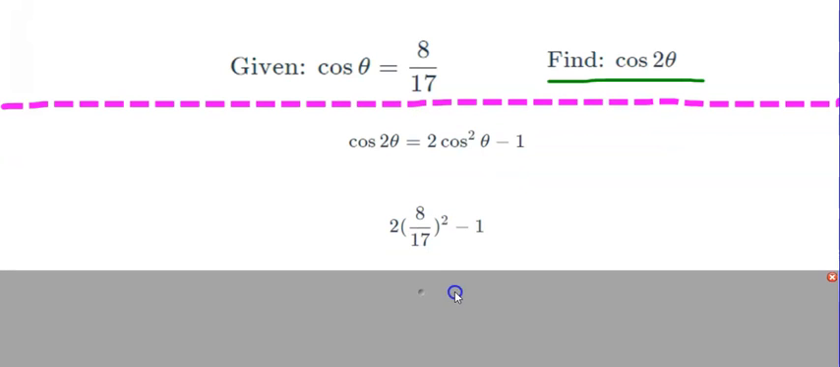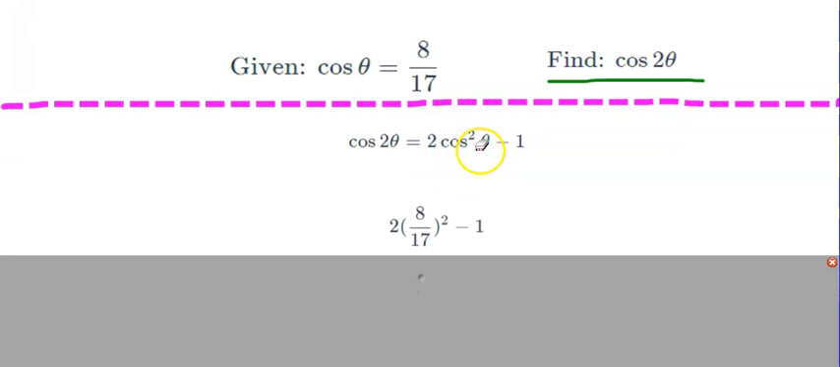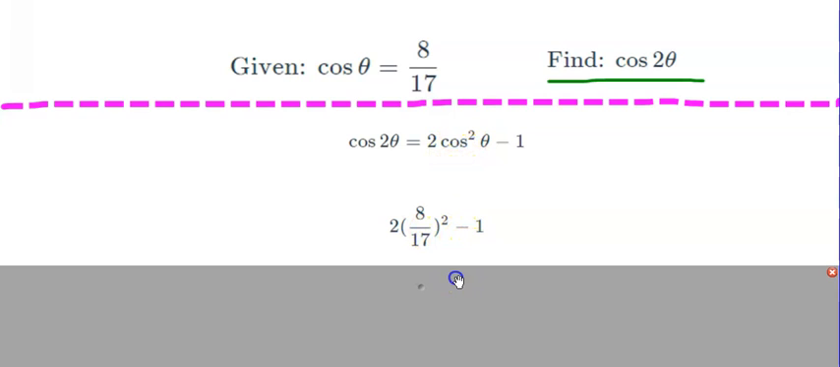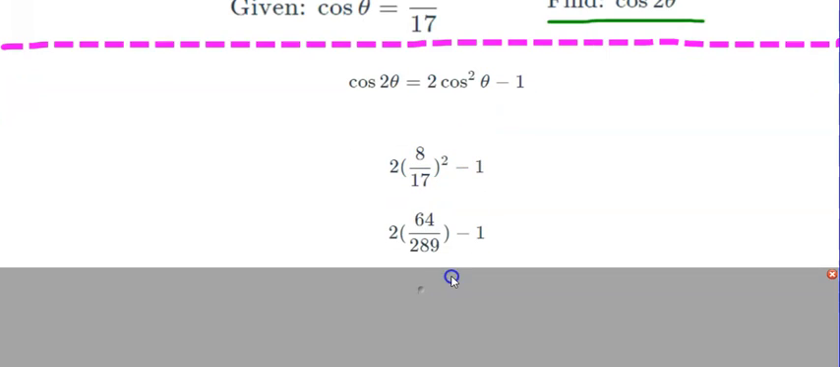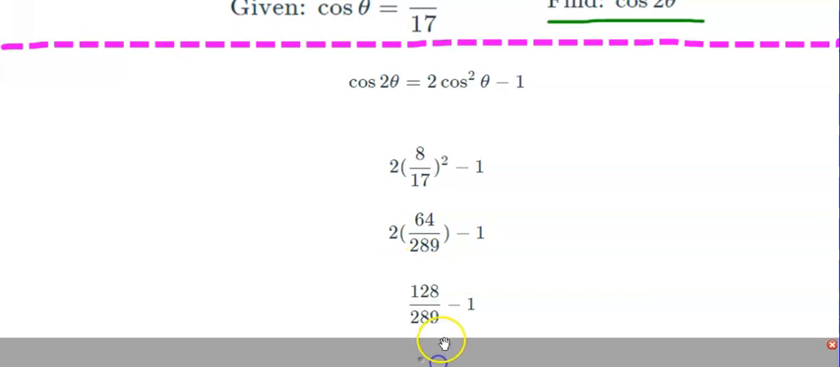Just like before though, you replace the trig function itself with the fraction you're given, but just make sure that you're squaring that fraction itself because the trig function itself was being squared. So now you apply the order of operations, you apply power to the fraction itself, so 8 squared over 17 squared gives you 2 times the fraction 64 over 289. Multiply these two values together and you get 128 over 289, all subtracted by 1.